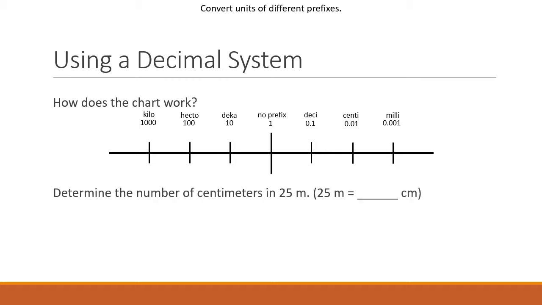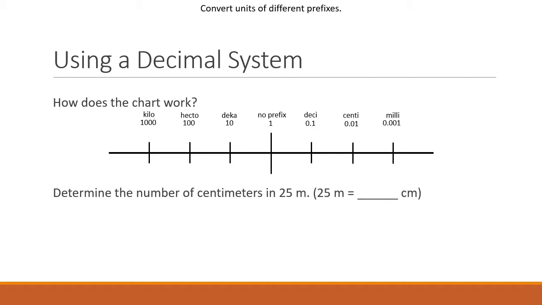Well, let's see. So here's the question. Determine the number of centimeters in 25 meters. So in other words, 25 meters equals blank centimeters. I want to know how many centimeters that is. Now, some of you might know off the top of your head already what you're going to do or what the answer is. That's fine. Please just really focus on using the chart here, as I'll show you how to do it. It makes things so simple in any situation.